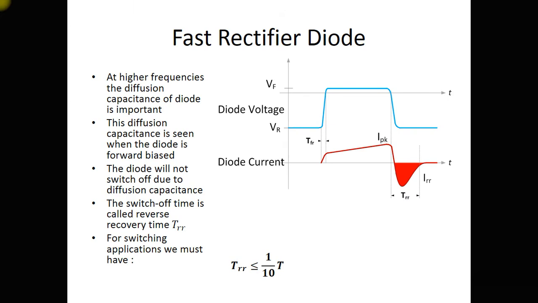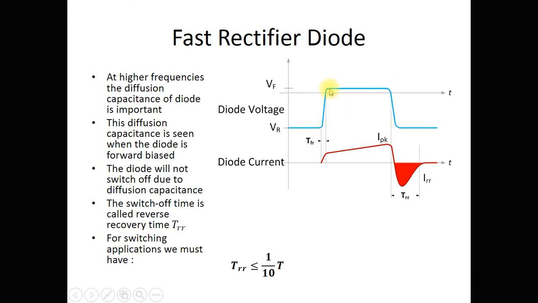Then the diode. A very interesting thing about the diode is that this is not the normal conventional rectifier diode that we are using. It is called a fast rectifier diode. As we have already seen in one of the classes, when a forward bias diode is suddenly reverse biased, what is going to happen?